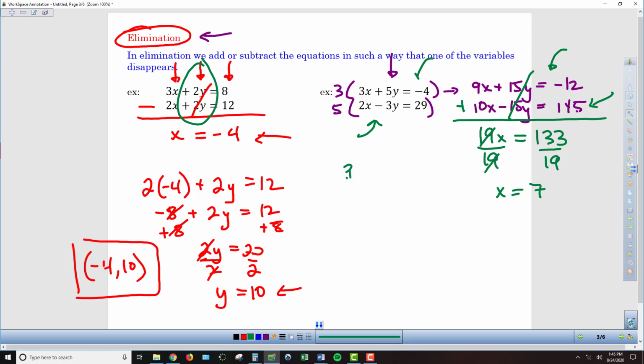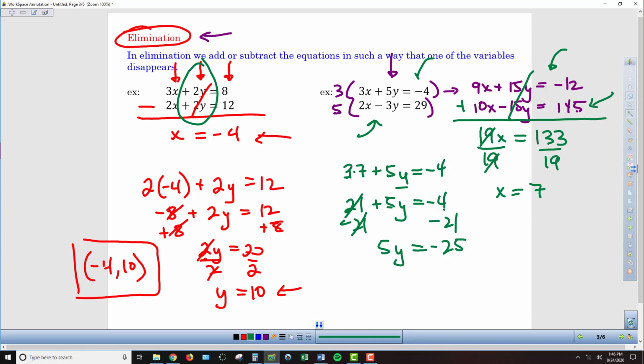So we're going to go 3 times 7, I'm plugging in 7 for x, plus 5y equals negative 4. So now I've got 21 plus 5y equals negative 4. I'm going to subtract 21 from both sides. So I've got 5y equals negative 4 minus 21 gives me negative 25. And then I just have to divide both sides by 5. And I've got y equals negative 5 as an answer.